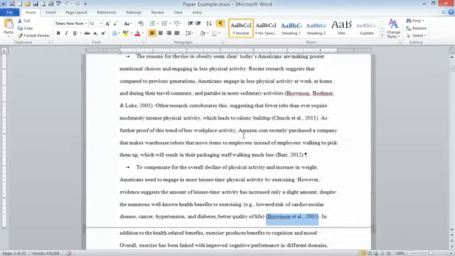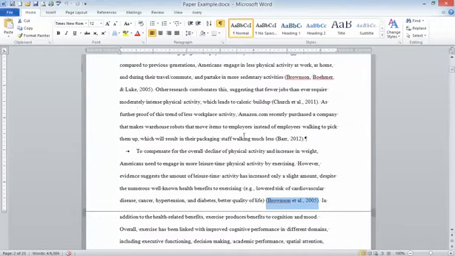So when you cite an article that has 3 to 5 authors the first time, it'll look like this one up here. And then when you cite it a second time, you can use et al., and it'll look just like this.